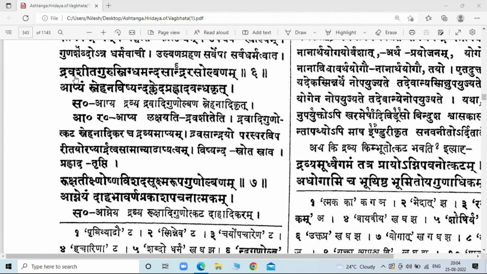Now we will see an Agneya Dravya, how we should understand an Agneya Dravya. Agneya Dravyam Ruksha Tikshnoshna Vishada. That is how the sloka goes. Ruksha Tikshnoshna Vishada Sukshma Rupa Gunolbanam Agneyam Daha Bha Varna Prakasha Pajanatmakam. We will see it. Ruksha Tikshnoshna Vishada Sukshma Rupa Gunolbanam Daha Bha Varna Prakasha Pajanatmakam Dravyam Agneyam. That is the meaning. Now we will see the words.